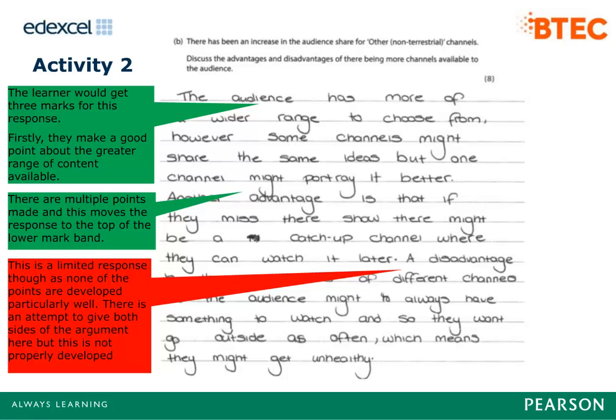There is an attempt to see both sides of the argument, with the point about the higher number of channels being a disadvantage, as this may lead to a less active lifestyle from young people, although this is not particularly well made.